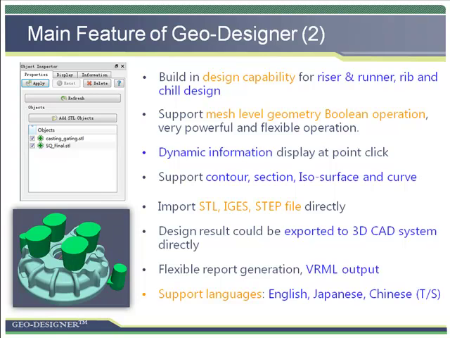Moreover, Geo-Designer supports mesh-level geometry Boolean operations, such as design fuse and subtract. This makes the design more flexible, and very fun. It is unique. Geo-Designer can import STL, IGES and STEP files directly. Also the online design result could be exported to a 3D CAD system for future use. The supported languages of Geo-Designer include English, Japanese and Chinese.